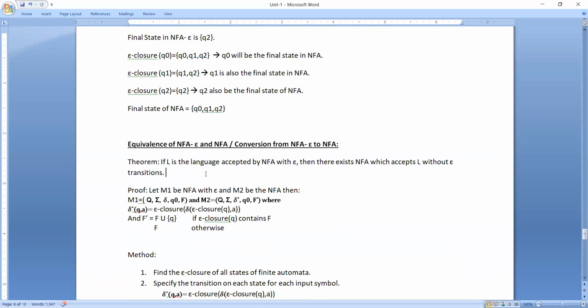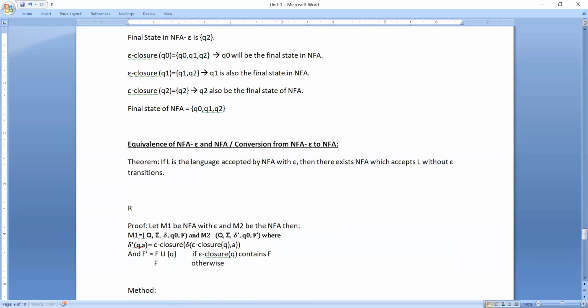From this I can tell you that there is a small relation. Please try to understand. If I have an NFA epsilon, is it possible for me to convert this NFA epsilon into an NFA or not? Just now we did that, converting the NFA epsilon into an NFA. So if I have an NFA epsilon, then I can easily convert it into an NFA.